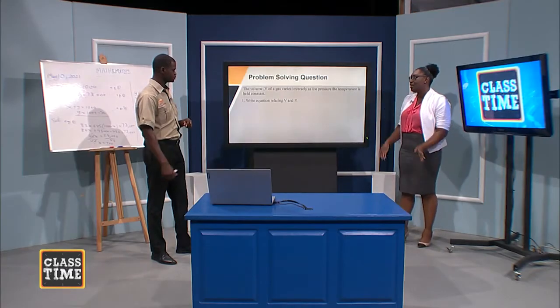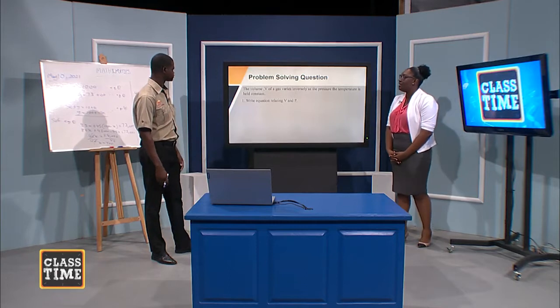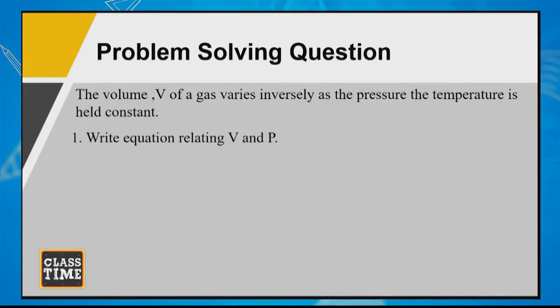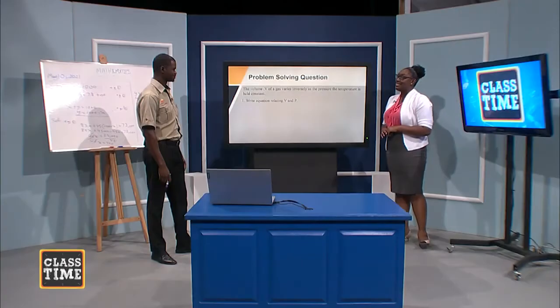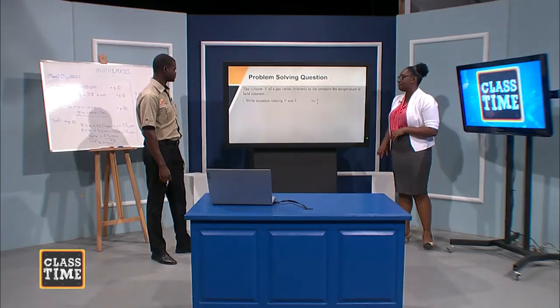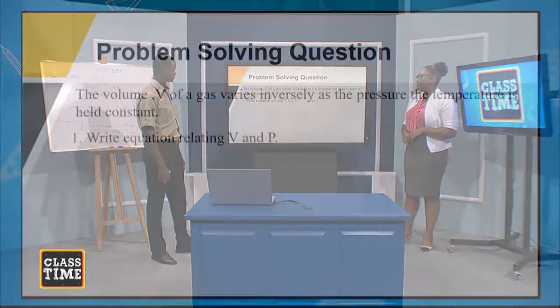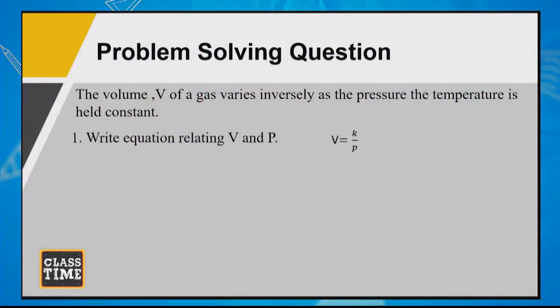So inversely is like opposite then? Like opposite. Okay. So the first part of the question asks us to kindly write an equation relating V and P. So we just talked about the inverse relationship. How do we now go ahead and write that as an equation? Yeah, just that. So V is equal to K divided by P.